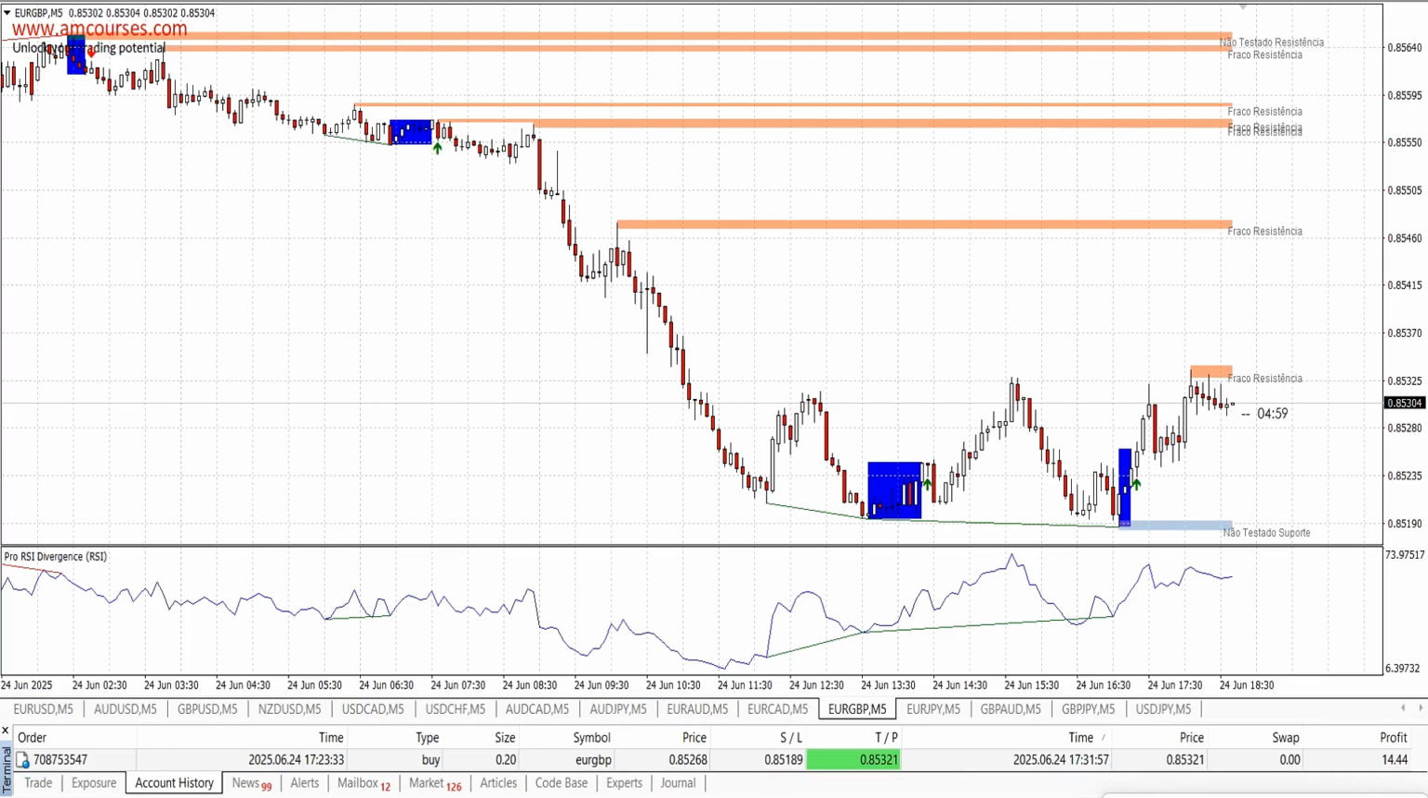This is the power of combining RSI divergence, support resistance zones, clean entry signals, and most importantly, strict discipline. This setup wasn't magic. It followed clear rules. And when you trade with rules, you give yourself the best chance to succeed.